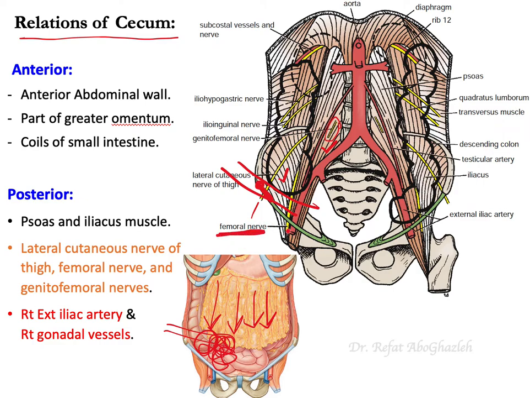We call it femoral nerve. So you know that the femoral nerve passes between the two sisters, between iliacus muscle and psoas major muscle. Okay, so you have psoas, iliacus, you have lateral cutaneous nerve of thigh, femoral nerve, genitofemoral nerve, excellent.